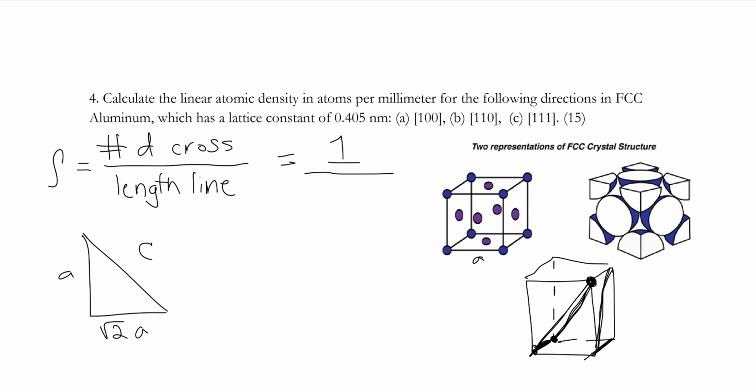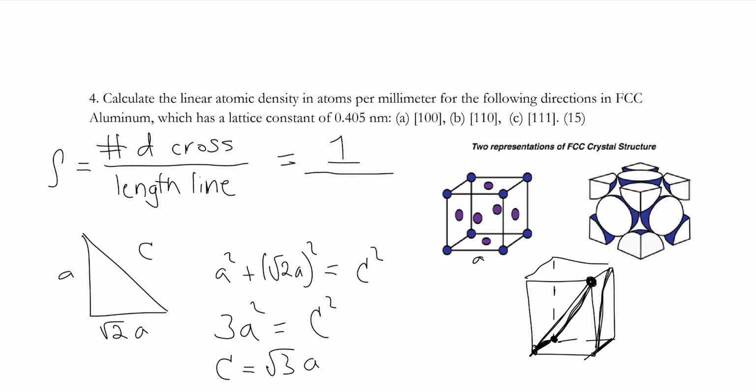So now we can go ahead and plug into Pythagorean theorem. A squared plus rad 2 A squared is equal to C squared. Working out the math, we get 3A squared is equal to C squared. Taking the square root on both sides, we get the length of our line for the direction 111 is rad 3 multiplied by A.